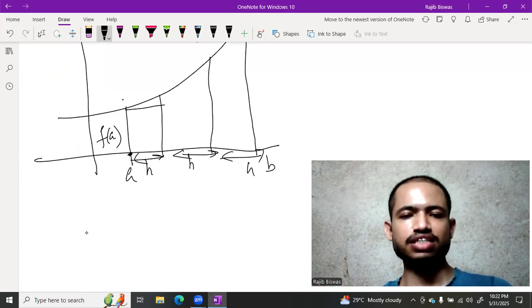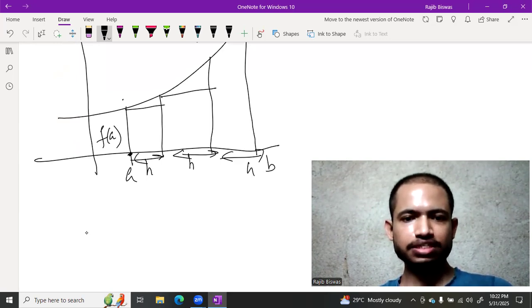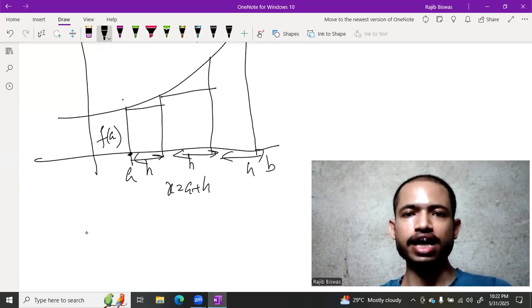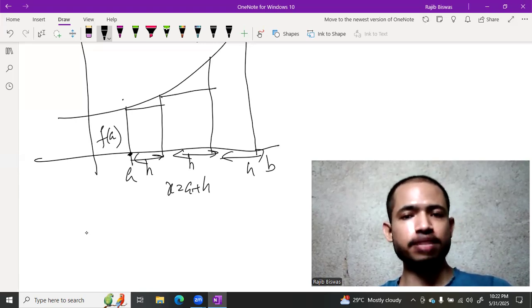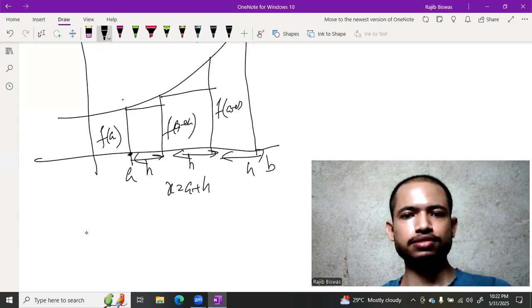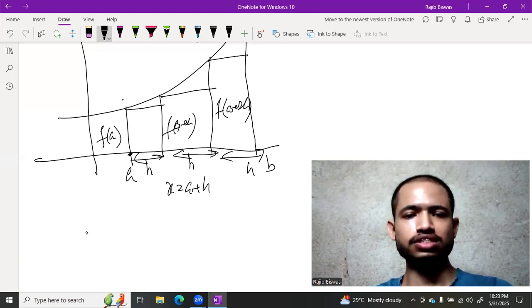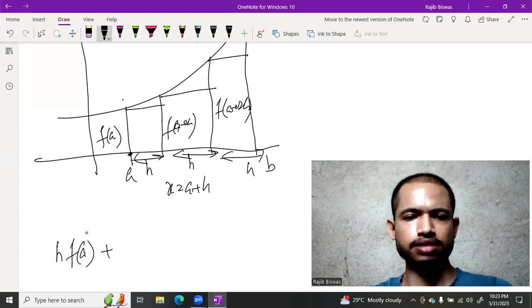And the height of the second rectangle can be calculated by substituting x equals a plus h. Notice that the value of x is increased by h, right? So the height of the second rectangle will be f(a plus h). The third one will be f(a plus 2h). Now find the sum of the areas of those three rectangles. So the sum will be h into f(a) plus h into f(a plus h) plus h into f(a plus 2h).